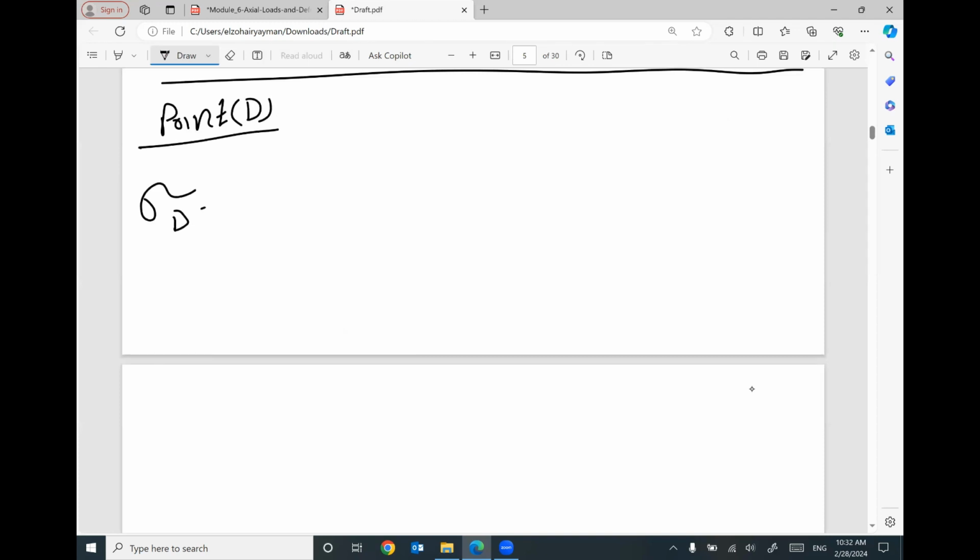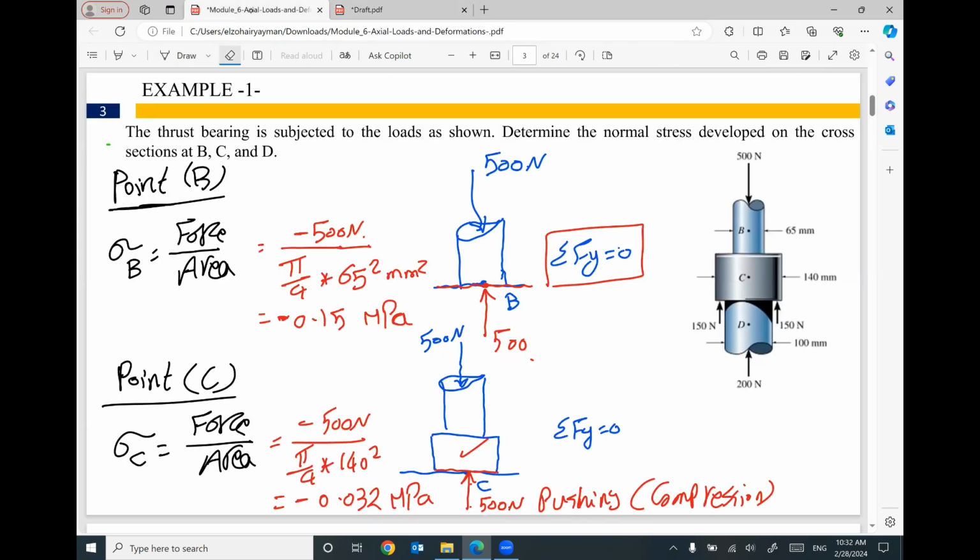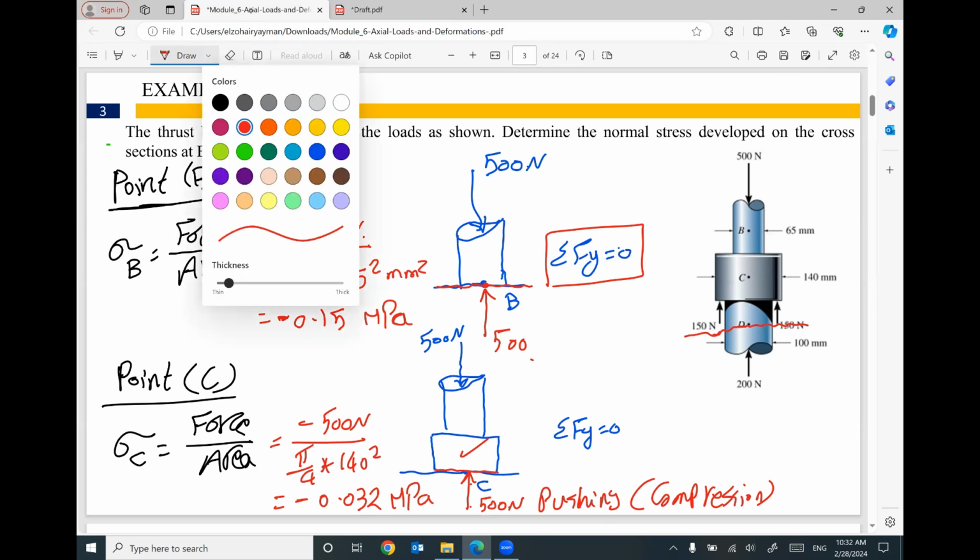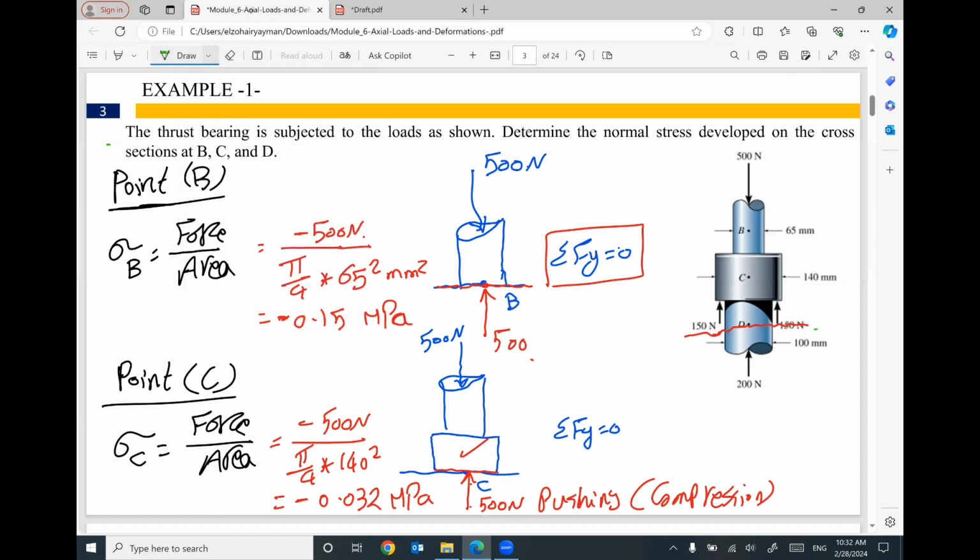Sigma at D equals the applied force divided by the area at D. So what should I do? I will cut at point D. Be careful. If you cut at point D, we have two options. We can use the lower part, this little part, or this upper part. It's up to you. For me, I'm going to use the lower part, which is this one.